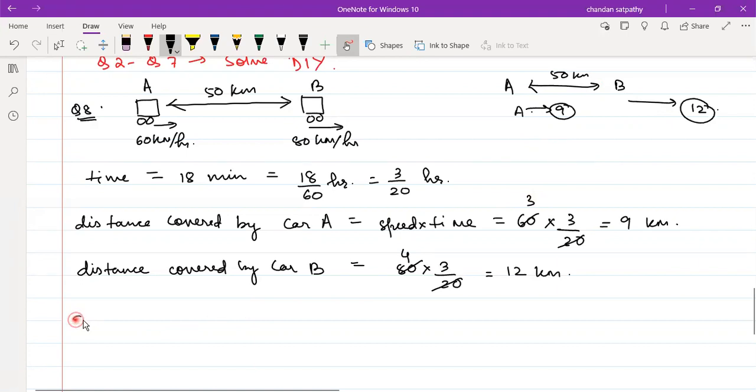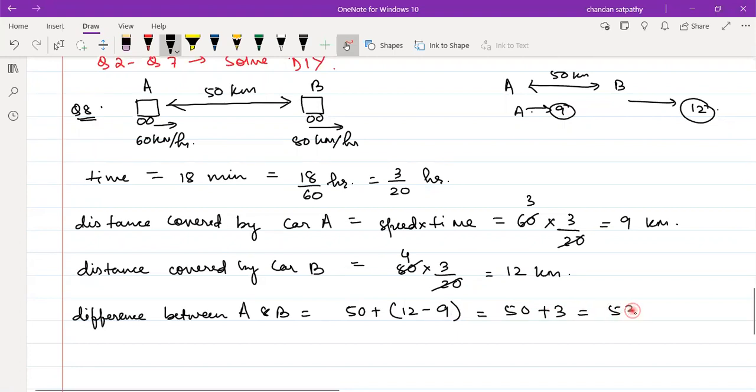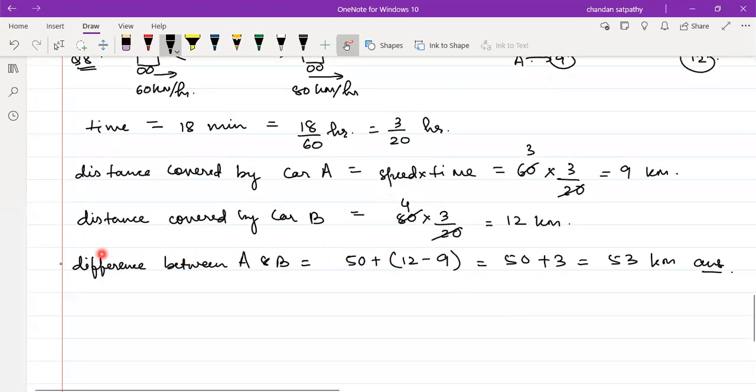So what will we write? The difference between A and B will be 50 plus 12 minus 9. So remember, whenever they travel in the same direction, the difference between the distances traveled is taken. So 50 plus 3, it will be 53 kilometers. Understood? So this was our bit 1.